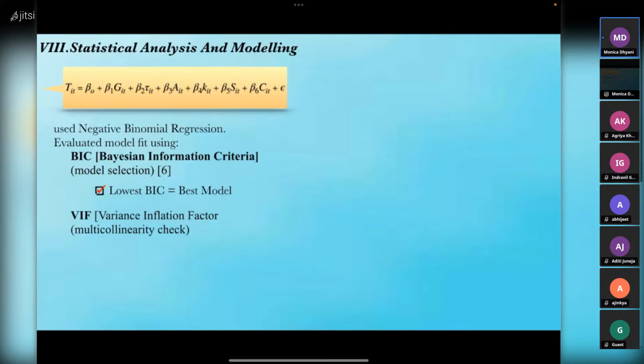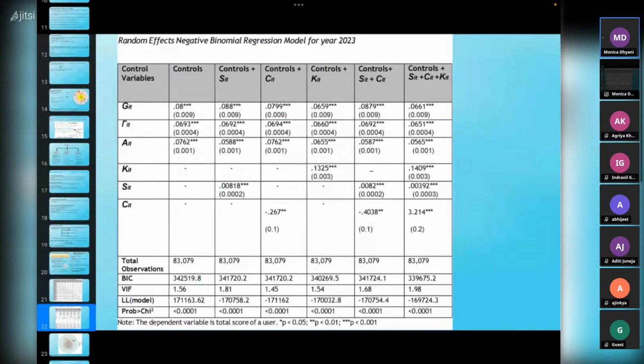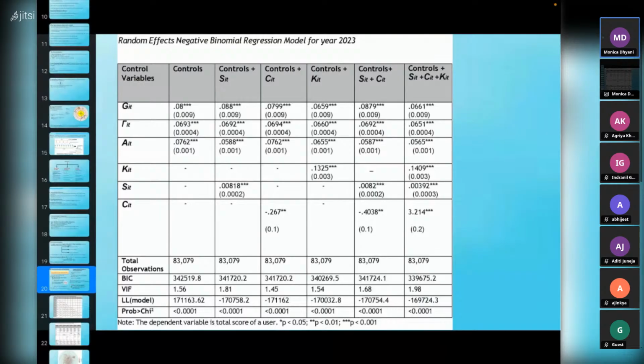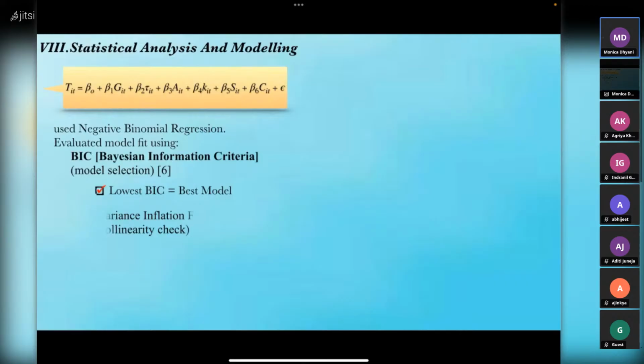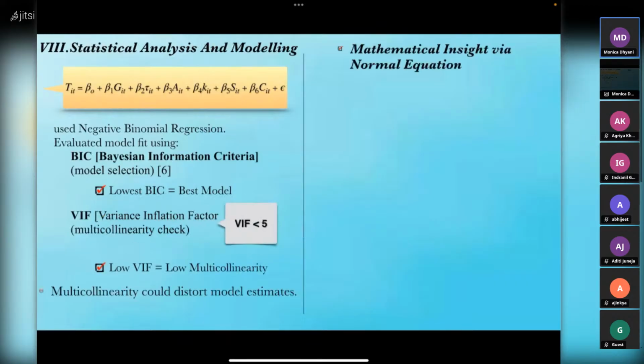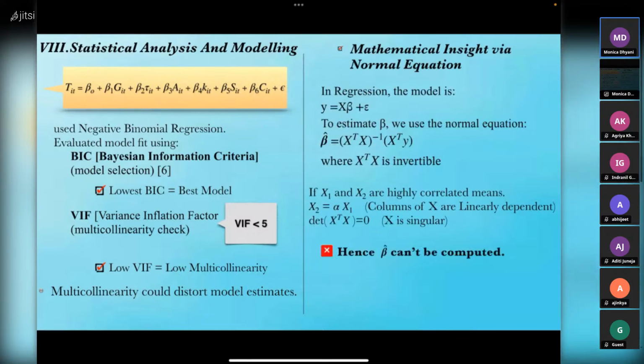Then VIF was also calculated to make sure that there is no correlation among the independent variables. It was restricted to be less than 5, and very luckily all the models had values less than even 2. So it was kind of a plus point. So here is the mathematical insight via normal equation. Let's not go into this.